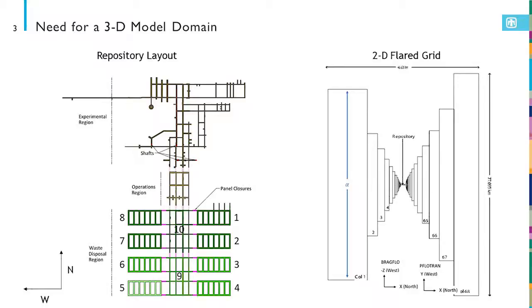On the right of this slide is a diagram of the 2D grid that is currently used in flow and transport calculations for WIPP PA. This repository is represented in some very small grid cells right here in the middle of this diagram, and it's flipped. So north is vertical in this drawing, north is to the right in the 2D flared grid drawing, and the repository lies right in there. And then the flaring of the grid represents 2D radial concentric flow. There's additional flaring inside of the repository itself that accounts for the volumes of the different regions of the repository.